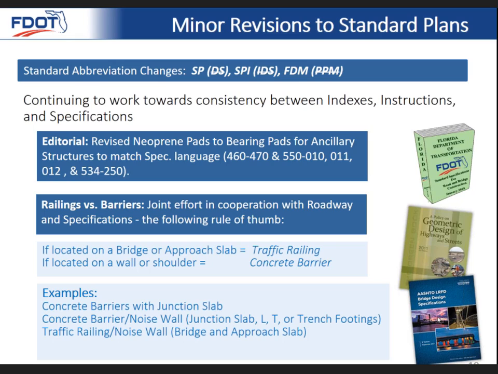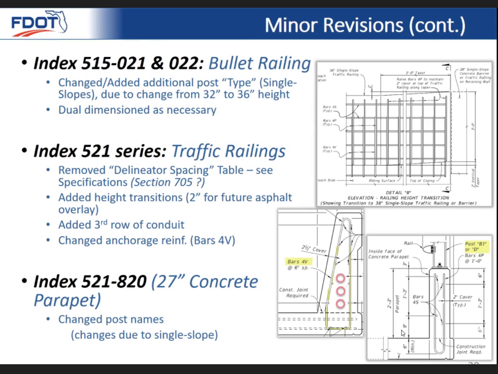There are also changes to some of the other noise wall or traffic-related design standards because of that nomenclature. So examples are listed there at the bottom of the screen. Moving on to some specific detail changes within the indexes, because of the change from 32-inch to 36-inch height in the traffic railings, the height of pedestrian railing posts to maintain a consistent 42 or 48-inch total height resulted in detail changes to the posts.